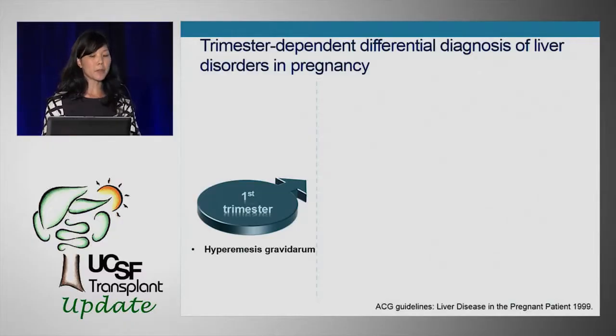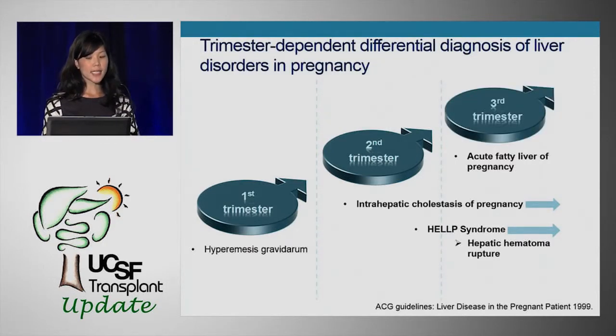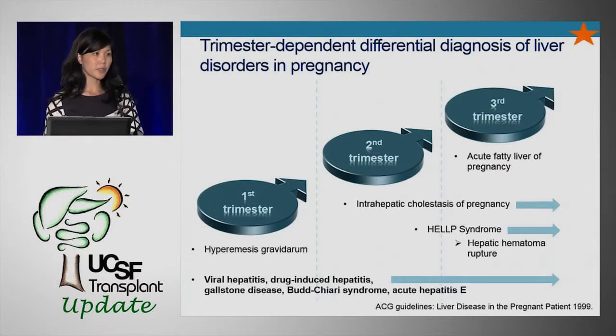And hyperemesis gravidarum. In the second trimester, towards the end of the second trimester, we can see intrahepatic cholestasis of pregnancy, and at the very end of the second trimester, HELLP syndrome can start to appear, but really these become more severe and more prominent in the third trimester. And acute fatty liver of pregnancy and hepatic hematoma rupture are really limited to the third trimester of pregnancy. But of course, what makes making the diagnosis of abnormal liver tests in a pregnant woman so difficult is that pregnant women can get diseases that are not just unique to pregnancy, but they can get diseases that are common to them in non-pregnant states, such as viral hepatitis, drug-induced hepatitis.